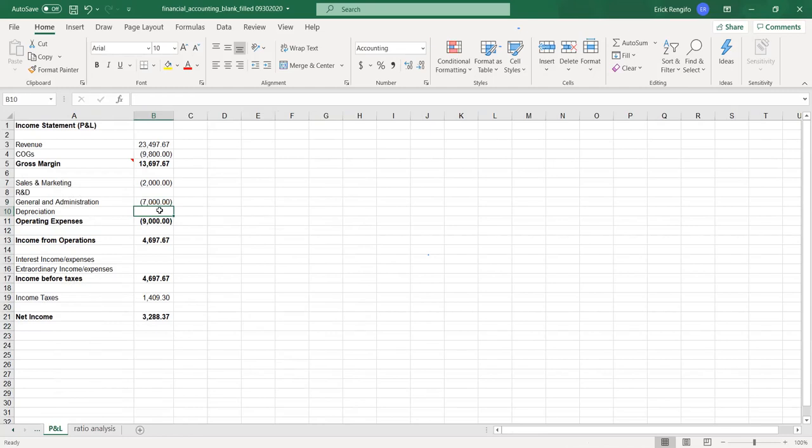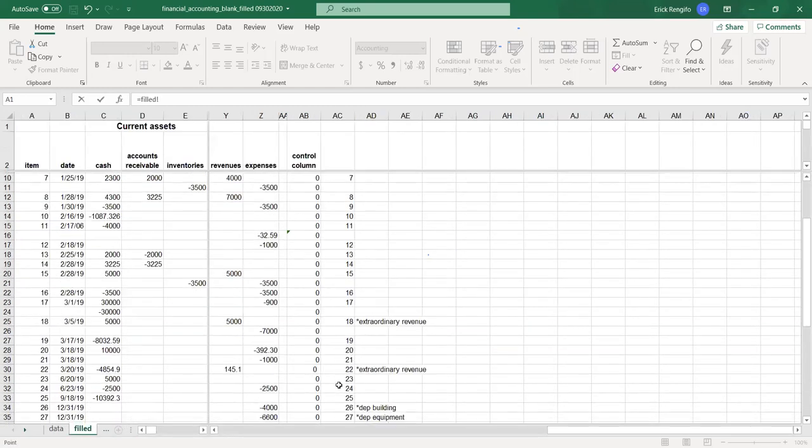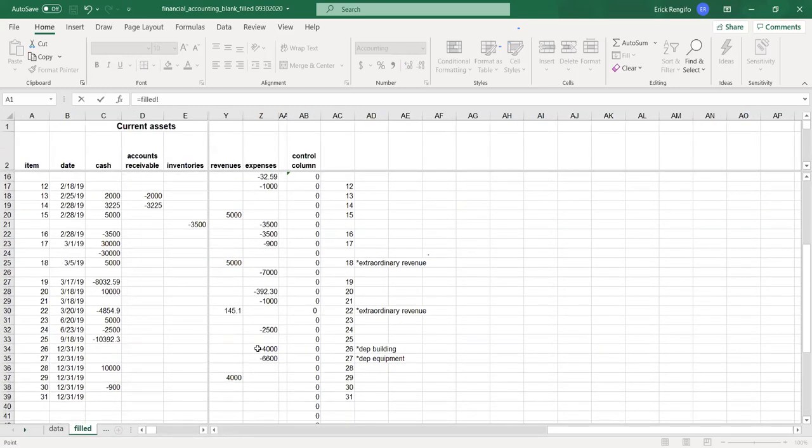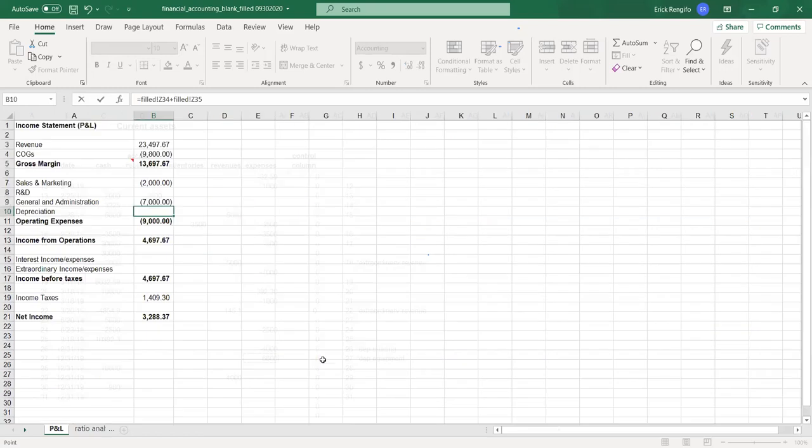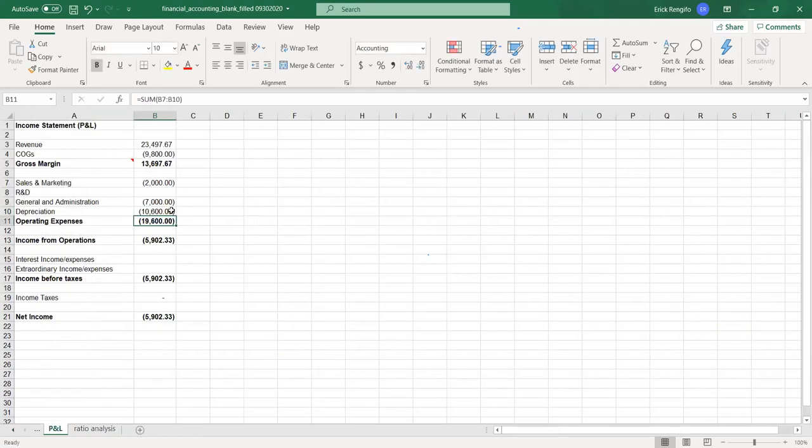Okay, depreciation, guys, are transactions 26 and 27. So if you go depreciation, it's 26 and 27. Exactly. Hold on. So it's 4,000 and 6,600. So this gives you a negative of 10,600.